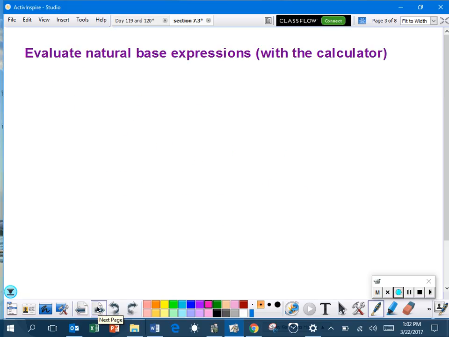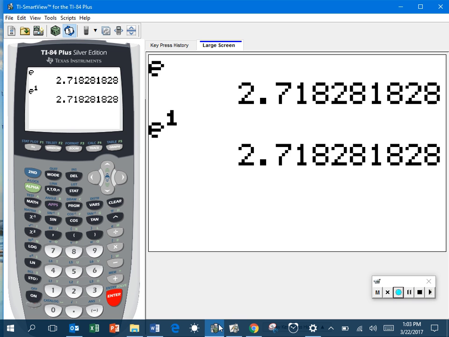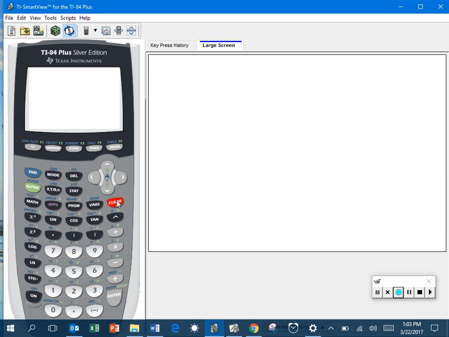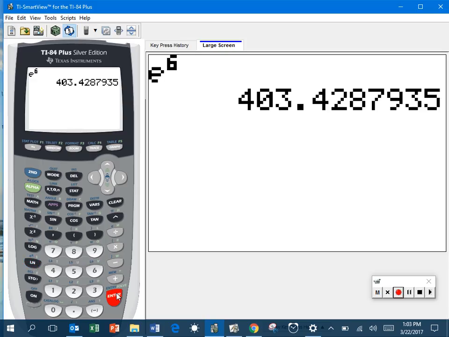Evaluate natural base expressions with the calculator. All you have to do is type these in. For example, if I have e to the 6th power, I showed you the 2 places on the calculator already. I'm going to pick the one with the exponent, so I'm going to hit second and then the LN button on the left side. All I have to do is put a 6 there and hit enter, and voila, I have simplified. I'm evaluating that expression, and that becomes 403.429.